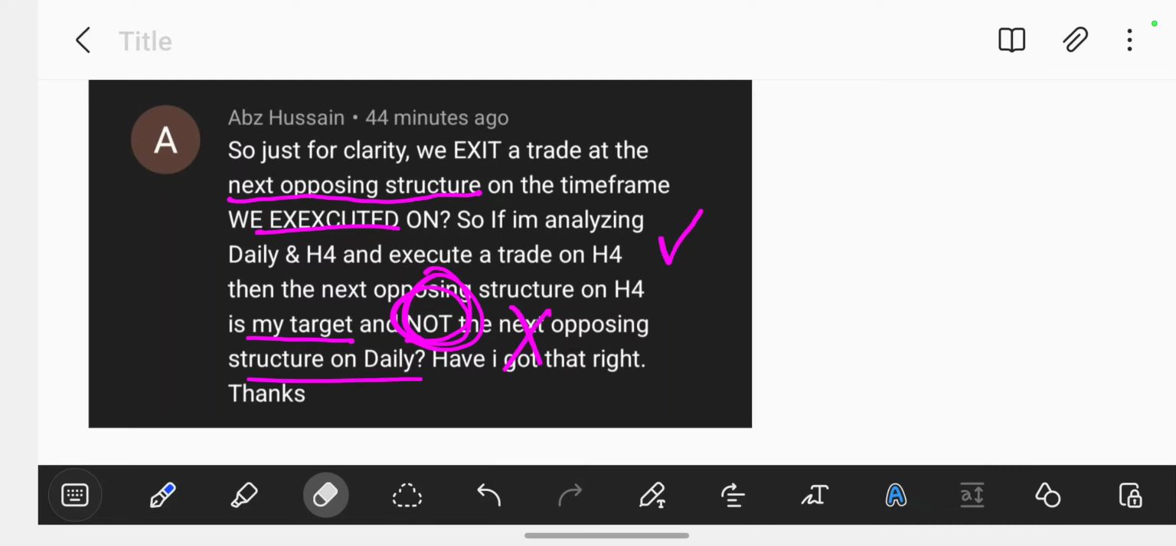Now let me explain it in a way that you're never going to confuse it. We're just going to use the same H4 and daily. So let's say you're trading daily and H4, right? Let me put it this way: there are two concepts that are separate concepts, but they are connected to placement of take profit. It's impossible for you to just go and place a take profit but not consider them.